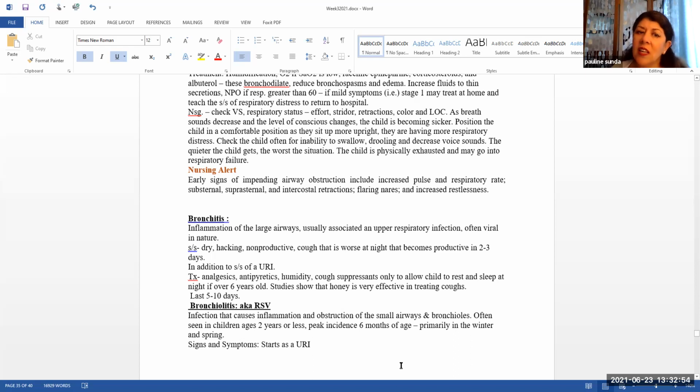So a nursing alert is early signs of impending airway obstruction include increased pulse and respiratory rate, substernal, suprasternal, and intercostal retractions, nasal flaring, and increased restlessness.